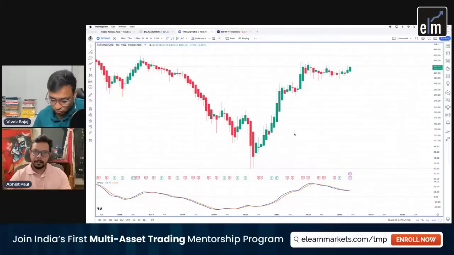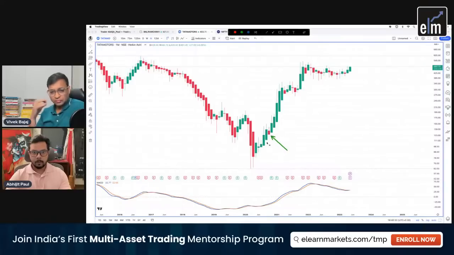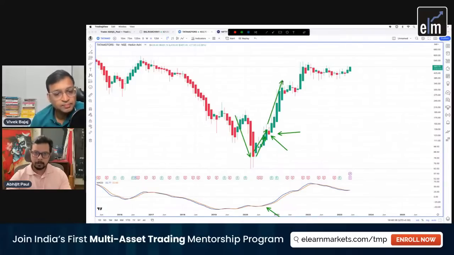So, if I take the Tata Motors example right in front of us, this was the trade which was right after the reversal. It was a downtrend, crossover, first move, pull back. Let's call it the next move. This was the best move.